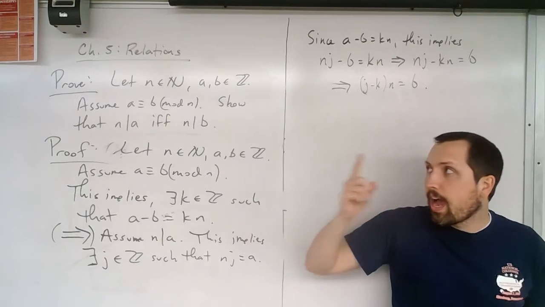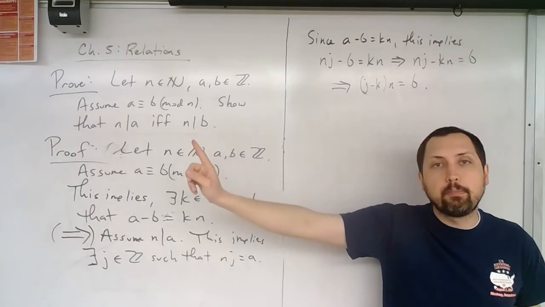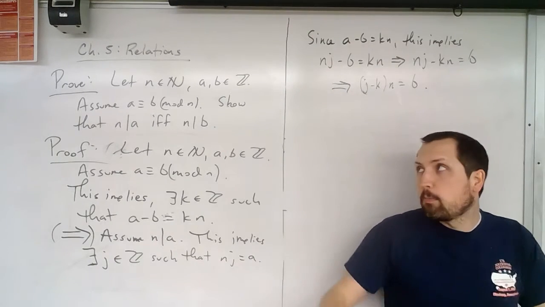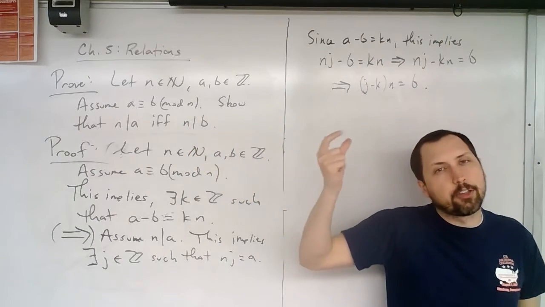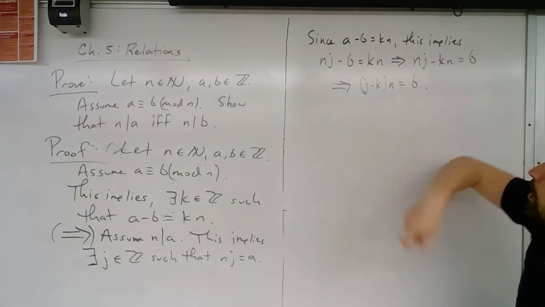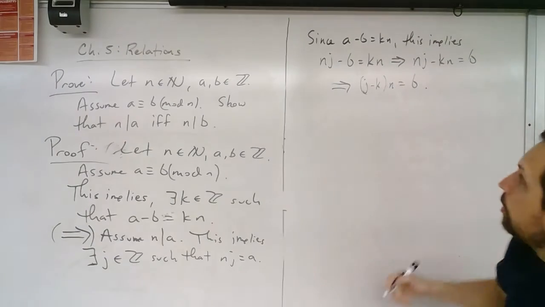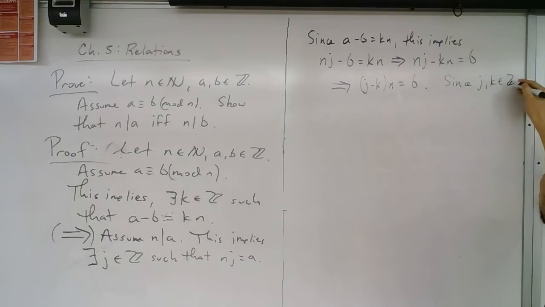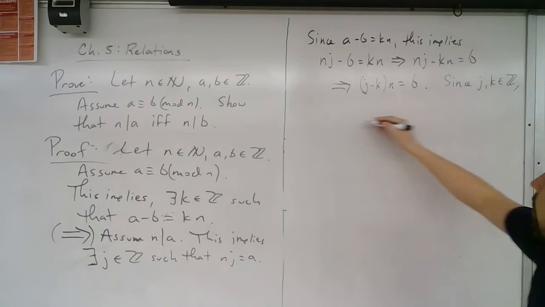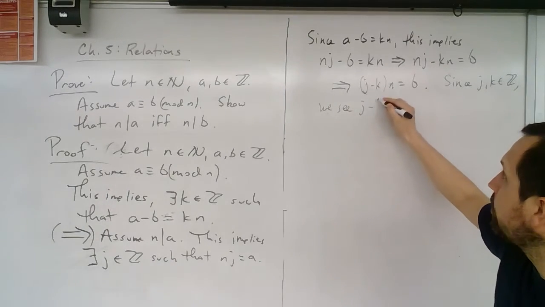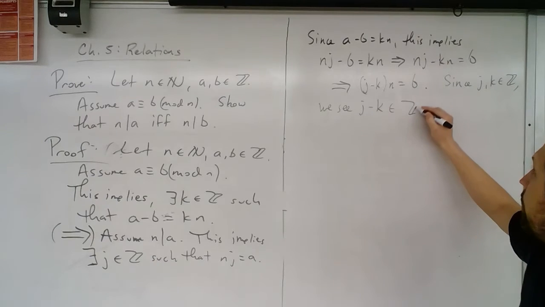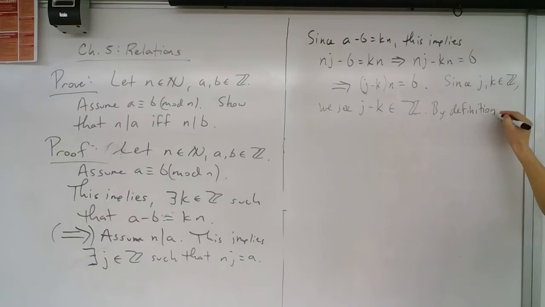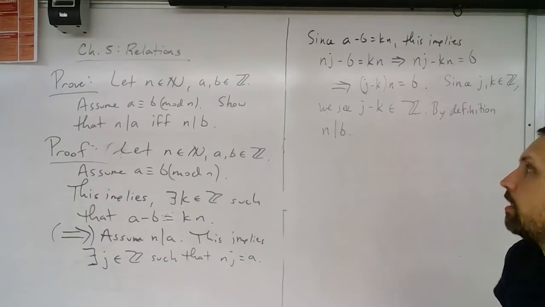Our goal is to try to use the definition that n divides b. Remember, definition of divides is that there's an integer that you multiply n by to get b. So does there exist an integer you multiply n by to get b? Well, yes, that happens to be j minus k. So we just have to state that. So then since j and k are integers, we see j minus k is also in the set of integers. So then by definition, n divides b.